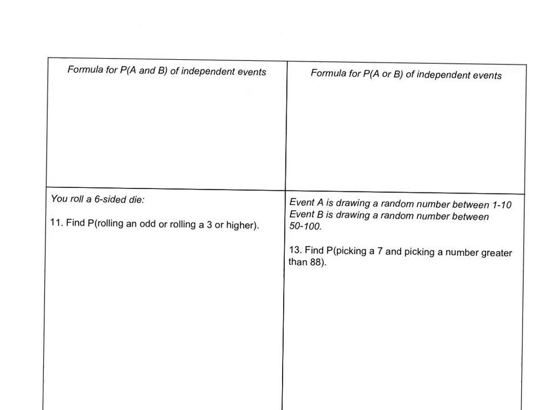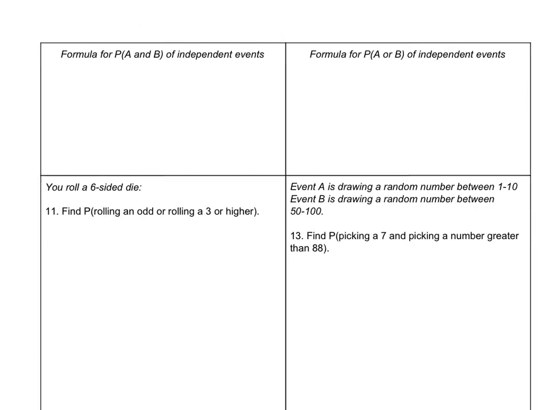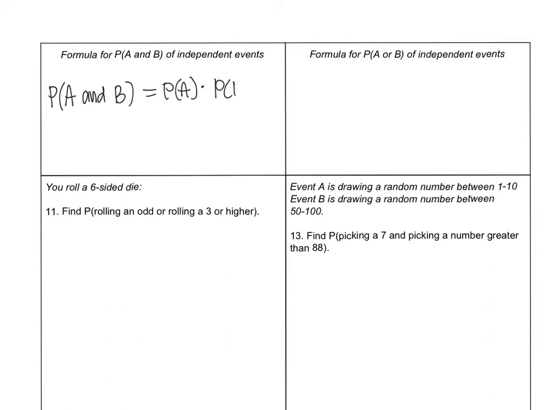So the last page takes a look at our section 5, which is our independent events and their formulas. So the formula for the probability of A and B, so the probability of 2 events occurring, is the multiplication of the 2 events. So probability of A times the probability of B.